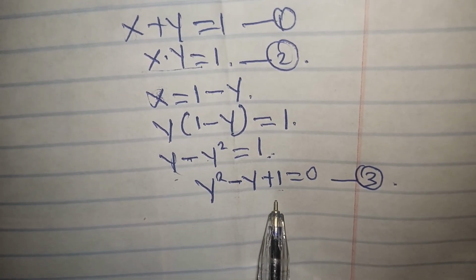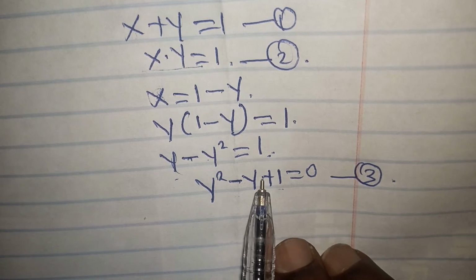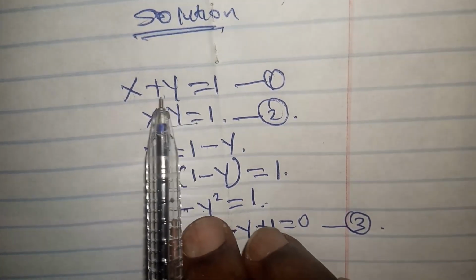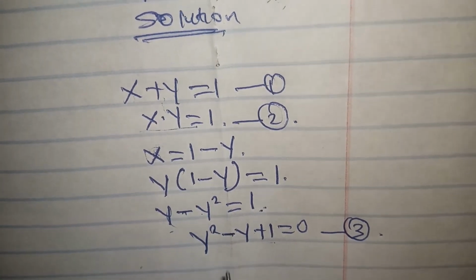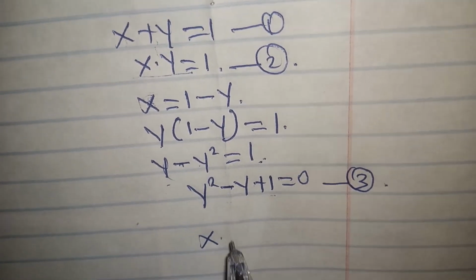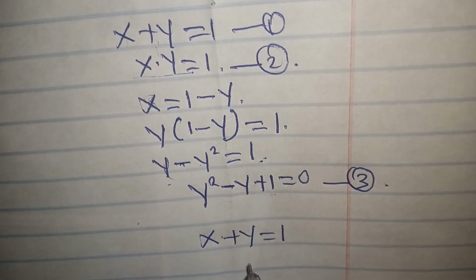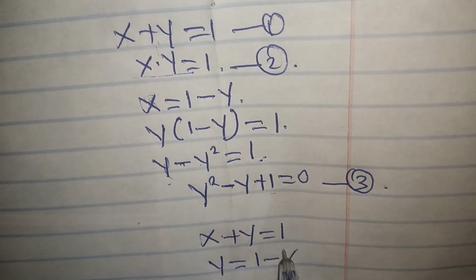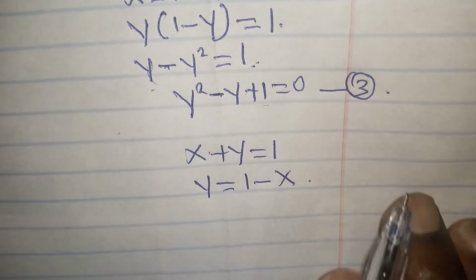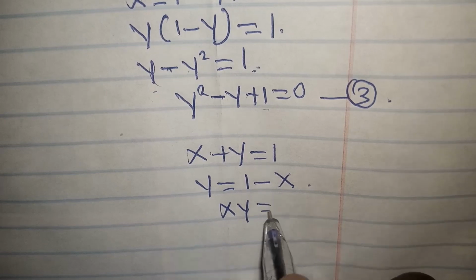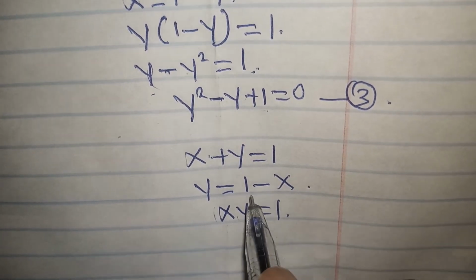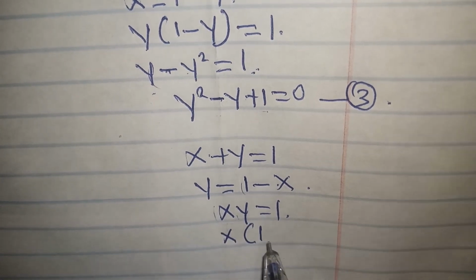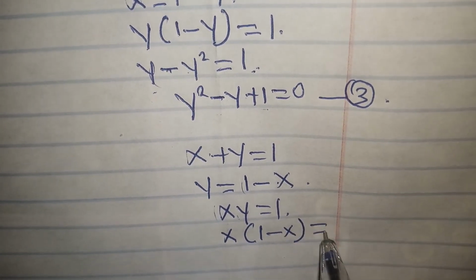We are going to do the same thing for x. At this point, we are going to make y the subject of the formula. We have x plus y equals 1, so making y the subject, y equals 1 minus x. Recall we said x times y equals 1. Wherever we see y, we substitute 1 minus x. So we have x times (1 minus x) equals 1.